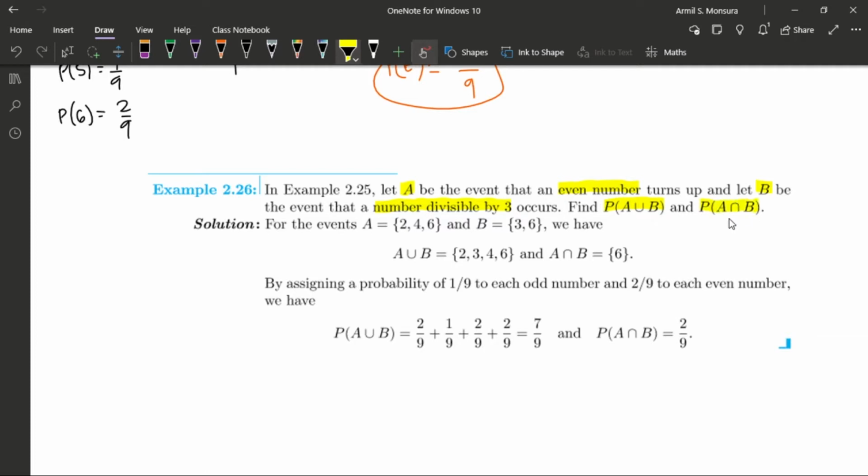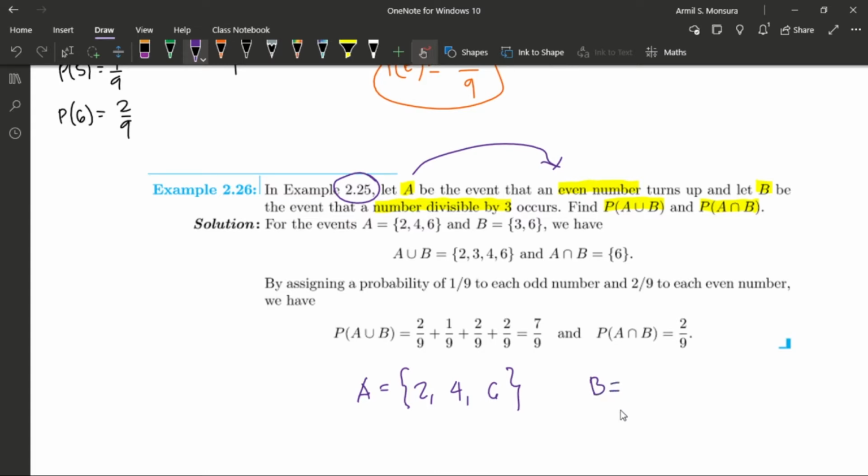So, ganito muna. Lista muna natin yung elements nung event A. Babalikan natin mamaya yung distribution ng probability dun sa sample space natin kasi yun pa rin yung gagamitin natin dahil nakabase pa rin tayo sa example 2.25. So, list natin yung elements ng event A. Here, A is an event na even number occurring, so that would be 2, 4, and 6.